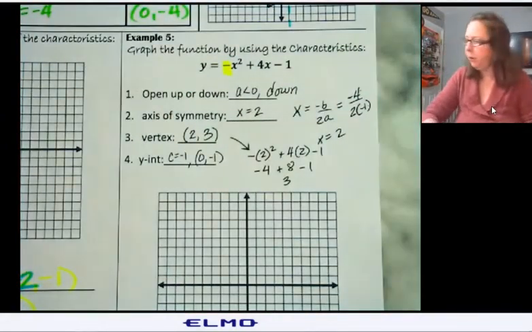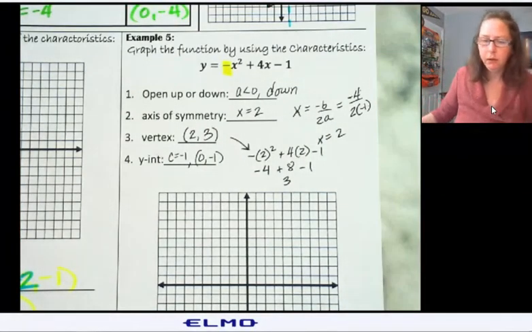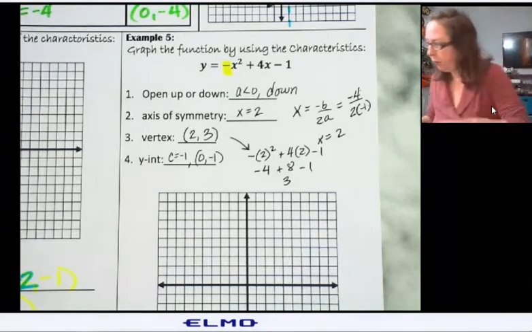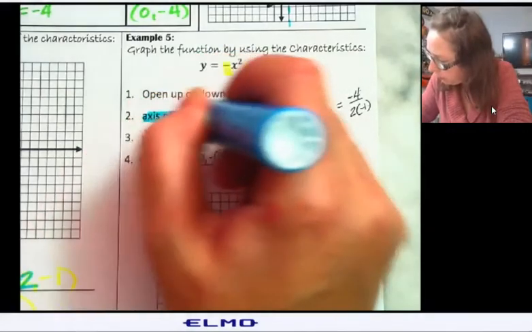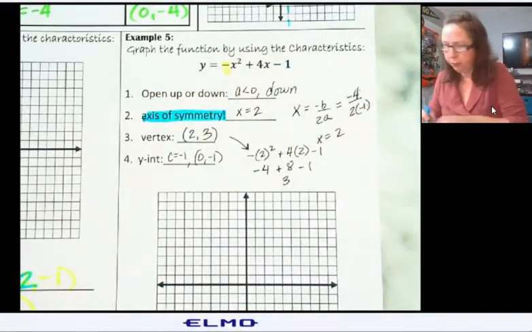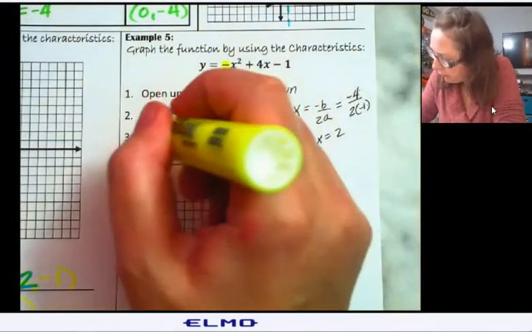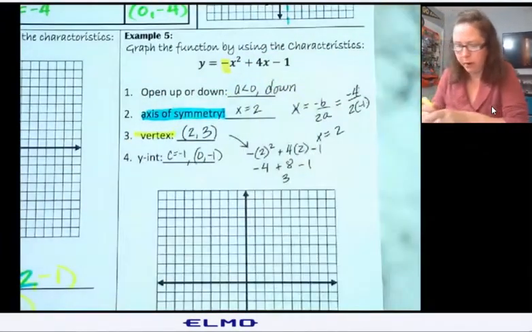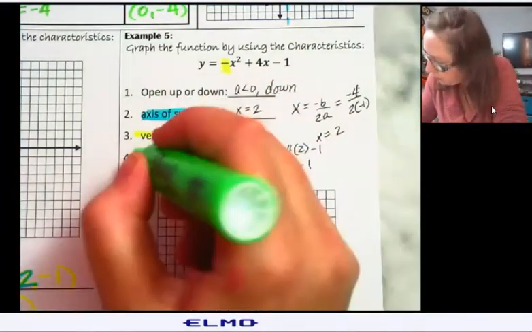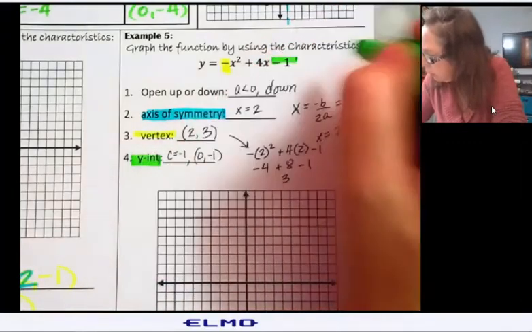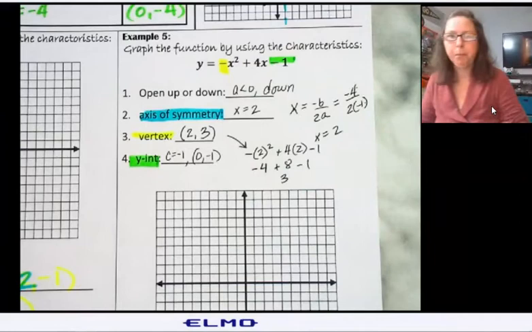Okay. The only thing that I left out of this was really all the different highlighting. So if you just want to keep up with that, you're welcome to. The axis of symmetry is blue, at least the way that I've done it. The vertex is yellow. The y-intercept is green. Okay. All right, now let's go ahead and graph this.